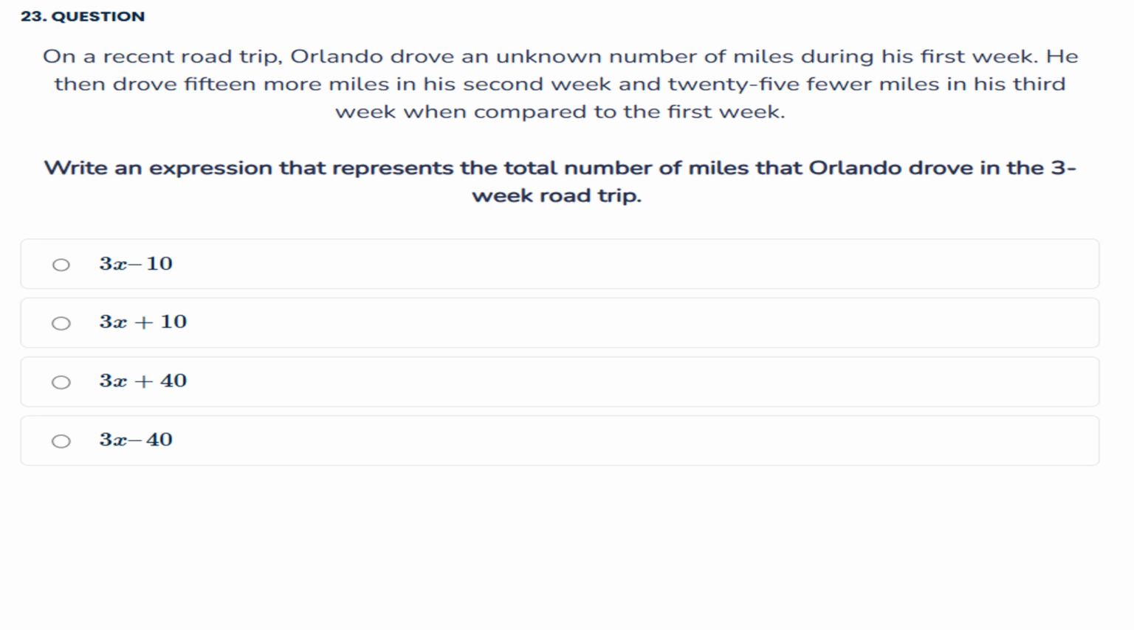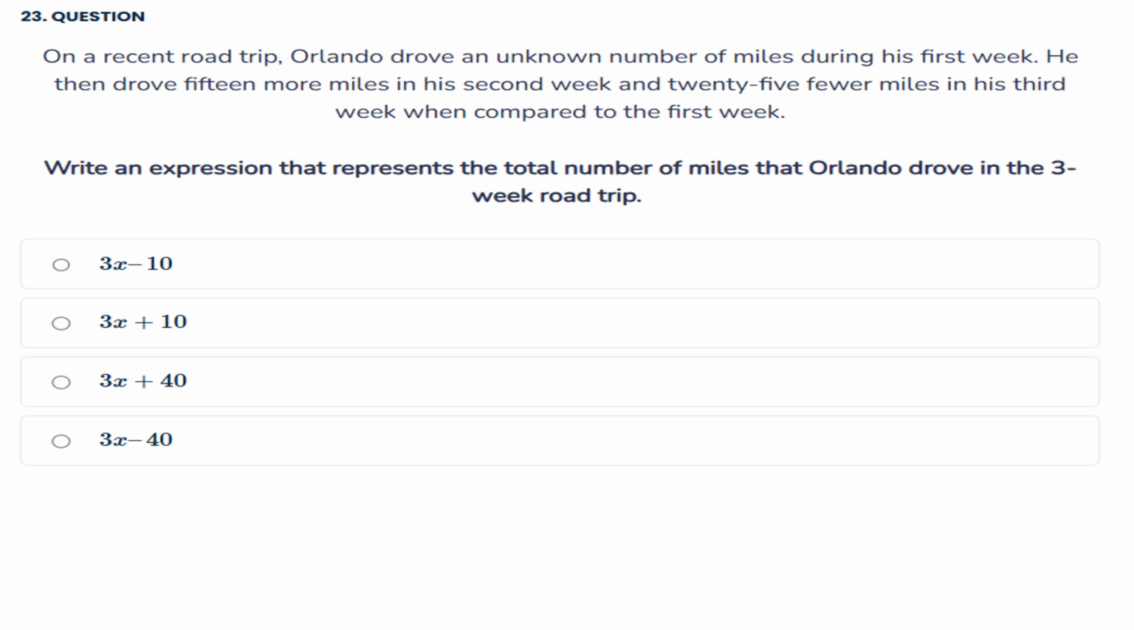Alright, another word problem. As I always recommend, you read through the word problem first before taking notes. On a recent road trip, Orlando drove an unknown number of miles during his first week. He then drove 15 more miles in his second week, and 24 fewer miles in his third week when compared to the first week. Write an expression that represents the total number of miles that Orlando drove in the 3-week trip.